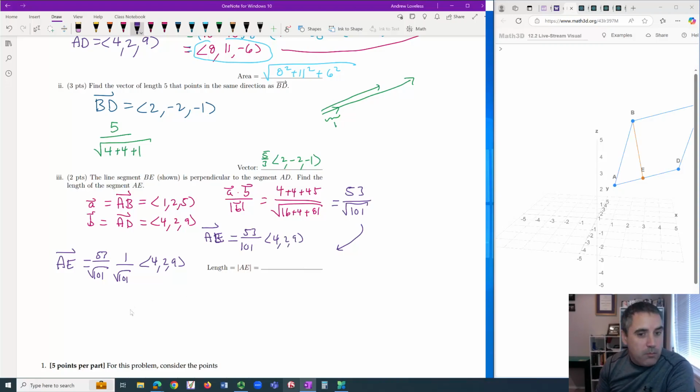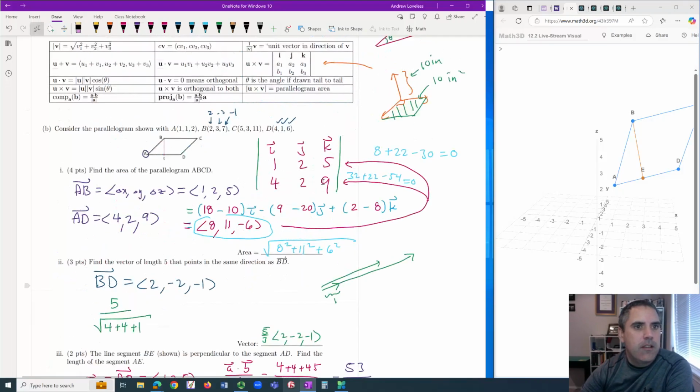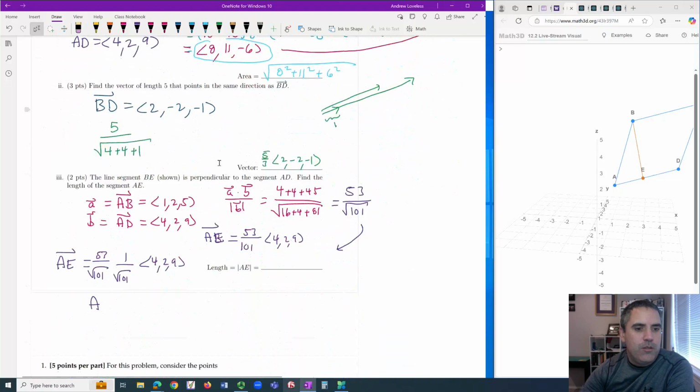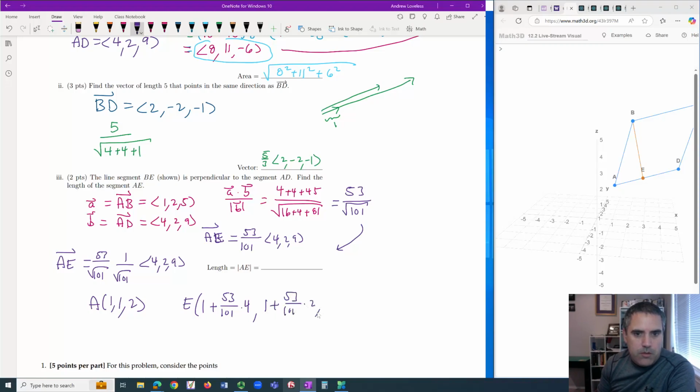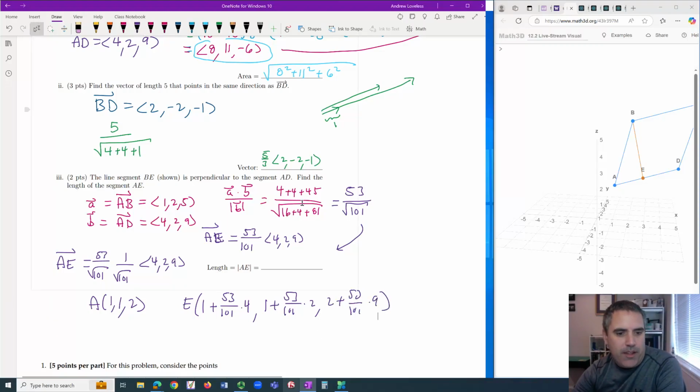If the question was to find the point E, what you would do is you would take the point A, which is 1, 1, 2, and you would say, I need to change this much. So the point E would be 1 plus whatever 53 over 101 times 4 is. That's how far you have to change to get there. And then you would have 1 plus 53 over 101 times 2. And then you'd have 2 plus 53 over 101 times 9. So there's a clever little play on that.